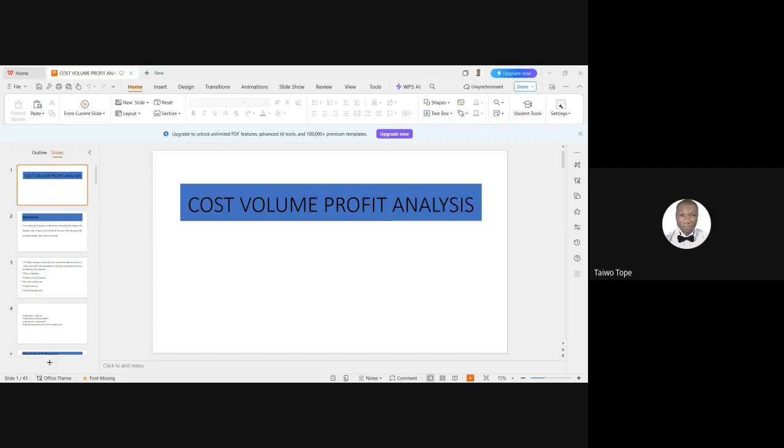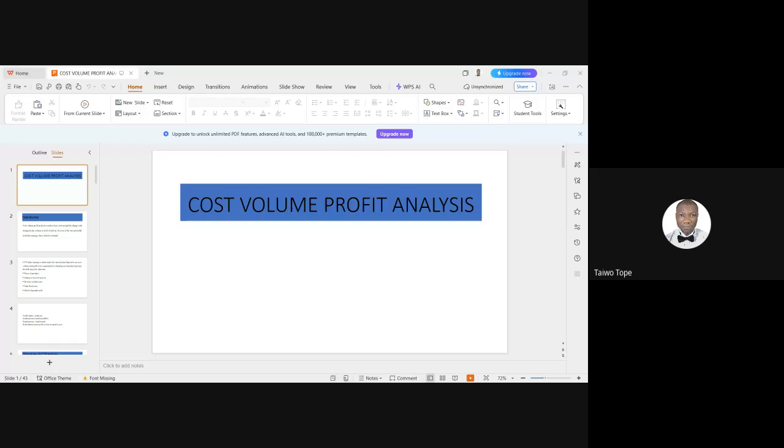In simple terms, cost volume profit analysis will answer questions such as: how many units must an organization sell to break even? What sales volume is needed to achieve a target profit? And how will a change in cost or price affect profit? This is what cost volume profit analysis tries to address.